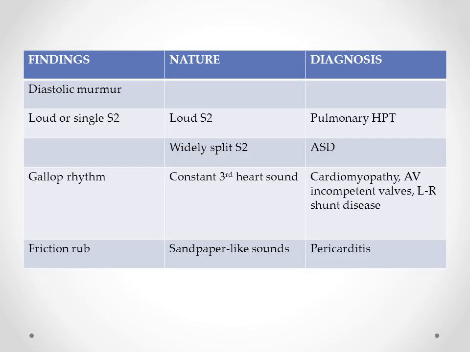Pansystolic murmur: PSM at left sternal border, VSD. Findings, nature, diagnosis. Diastolic murmur. Loud or single S2: loud S2, pulmonary HPT. Widely split S2: ASD. Gallop rhythm, constant third heart sound: cardiomyopathy, incompetent valves, LR shunt disease. Friction rub, sandpaper-like sounds: pericarditis.